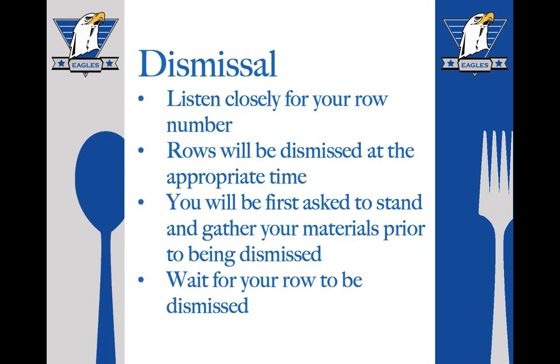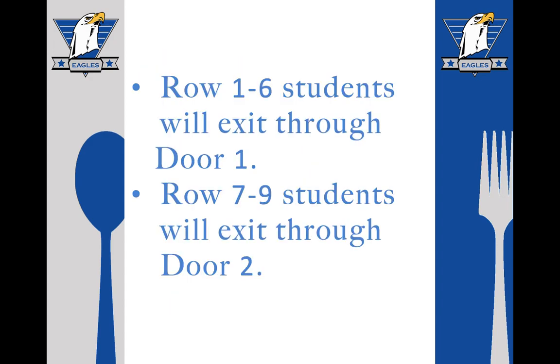During dismissal, listen closely for your row number. Rows will be dismissed at the appropriate time. You will be asked to stand in place right next to your seat. You will gather your materials around you prior to being dismissed. As soon as the table is cleared of everyone's belongings or remaining trash items, the adult on the microphone will let you know that you are dismissed.